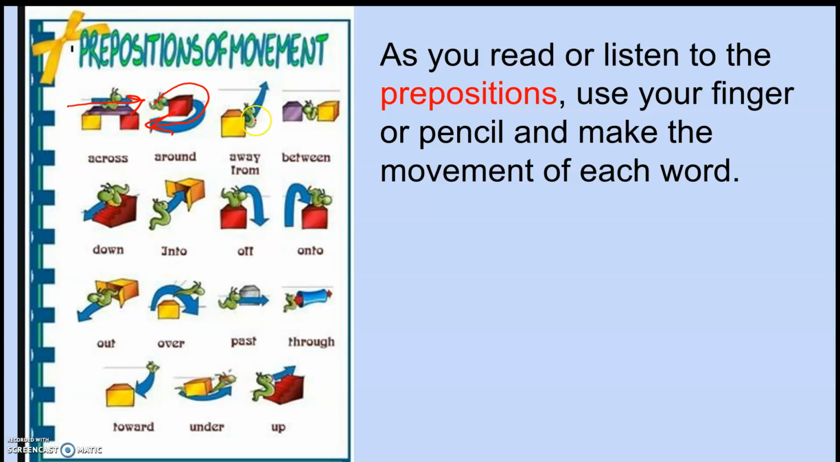around, away, between. He's sneaking in there between them. This word here is down, so he's going down, or he's going into, he's going off, he's going onto, he's coming out, he's going over, he's going past the box.